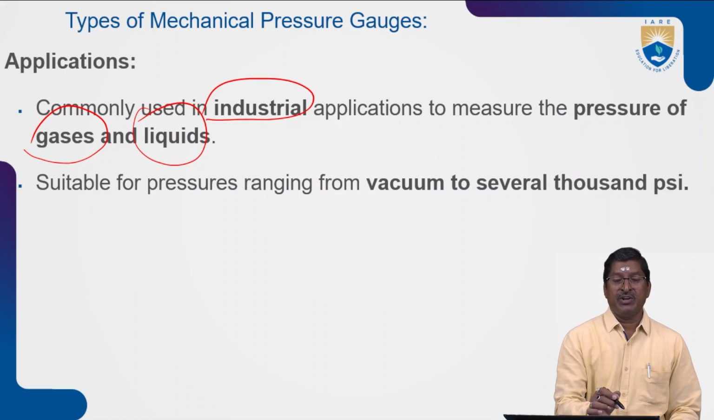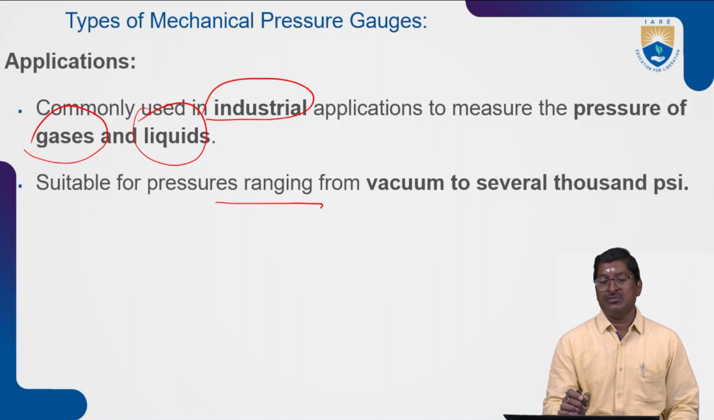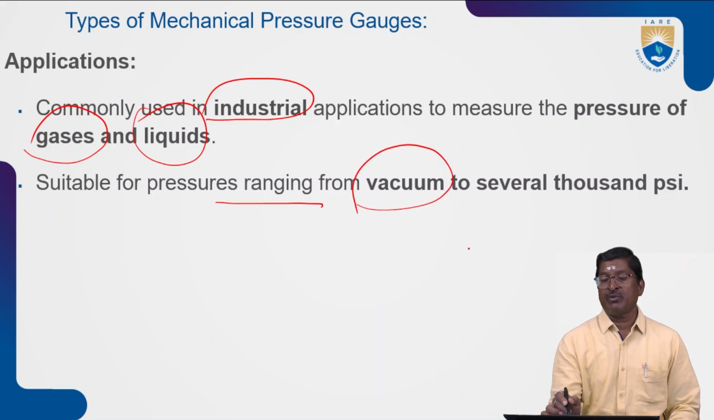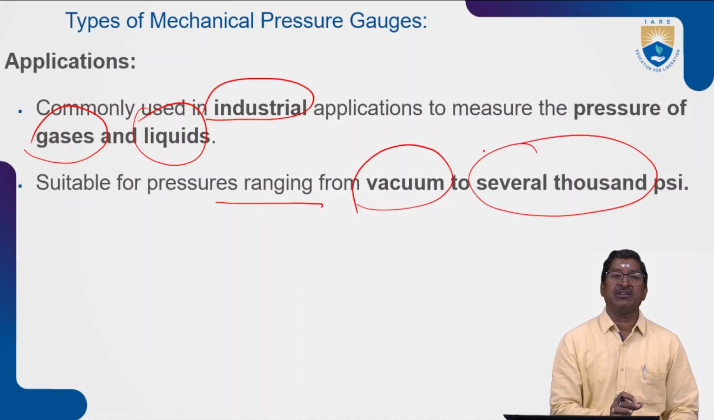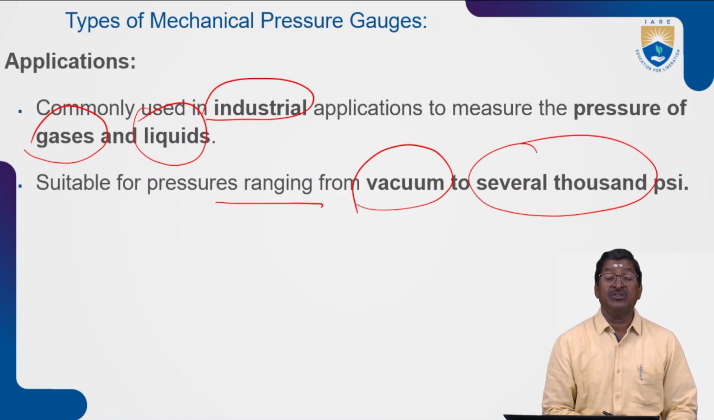So what is the range of this device? From vacuum to several thousands of PSI you can measure. That is the range of this Bourdon tube pressure gauge.